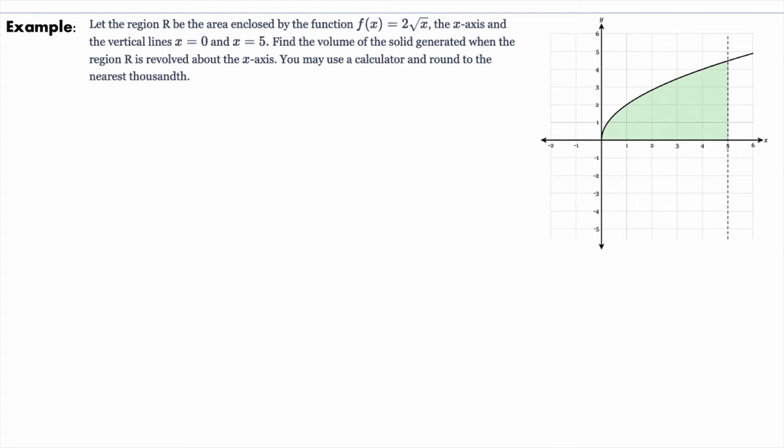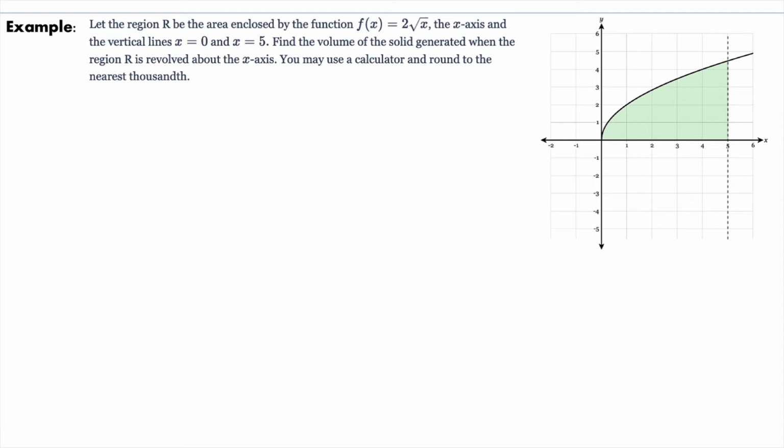So, kind of one of the shapes we just looked at. Let R be the area enclosed by the function f of x and the x-axis and the vertical lines x equals 0 and x equals 5. So it's closed off. That green area is closed off by f of x on the top, on the bottom the x-axis, and on the sides by x equals 0 and x equals 5. That's what makes that green area. Find the volume of the solid generated when R is revolved around the x-axis. You may use a calculator and round to the nearest thousandth.